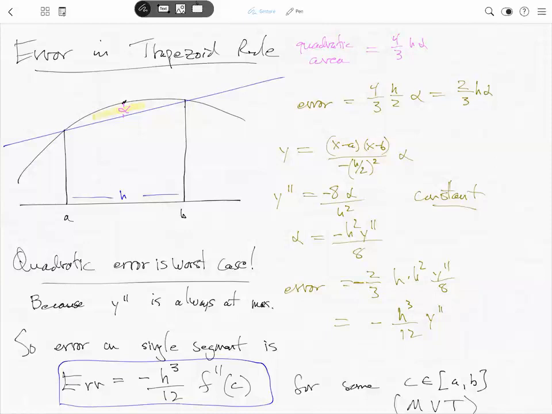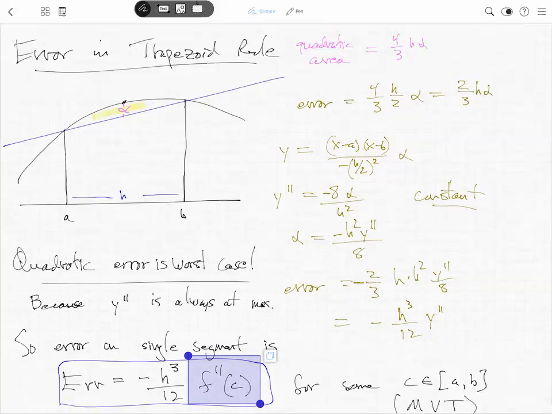This is the worst case scenario when we have a quadratic function. If we have a less than worst case scenario, we can still use a similar formula. We just replace the second derivative by the second derivative at some point c on the interval between a and b. So even if we're not in the worst case scenario, we can still use a similar formula. We can say the error is exactly equal to minus h cubed over 12 times the second derivative, but now we have to be vague about where the second derivative is evaluated. It's going to be at some point between a and b.